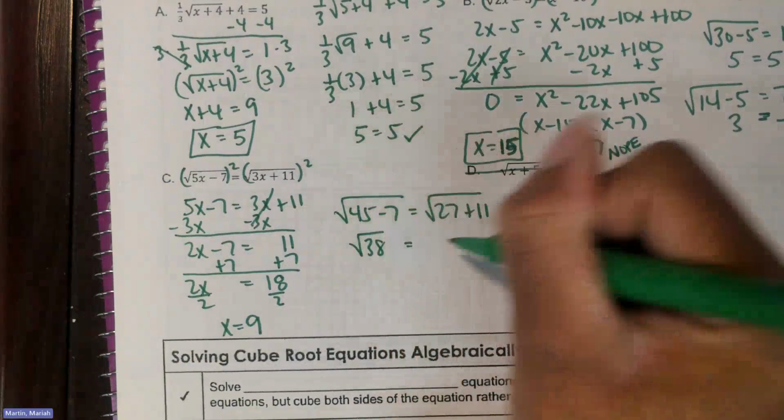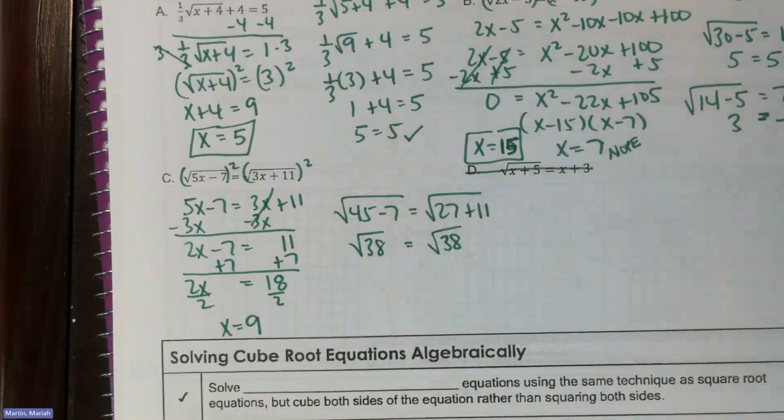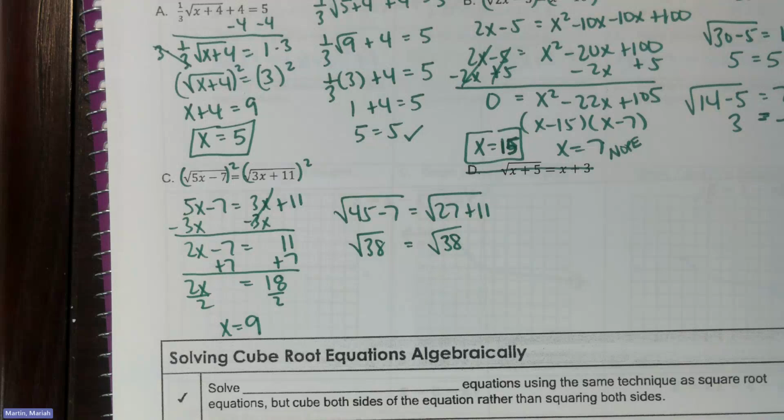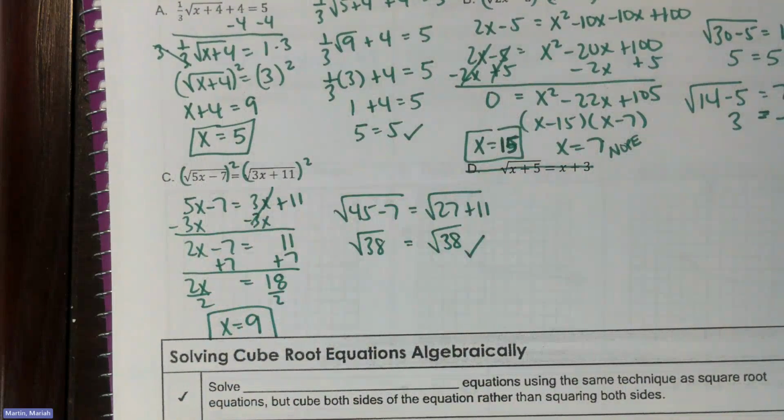So I have the square root of 38. 27 plus 11 is also 38, and it's still taking the square root. I really don't need to go any further than this because the square root of 38 matches the other square root of 38. So this means I have my true statement, and x equals 9 is a perfect solution.